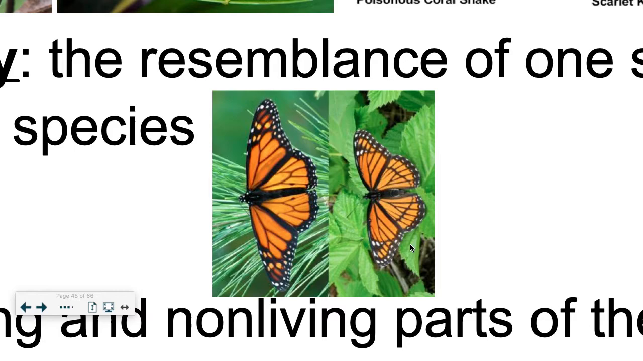What if they get eaten? Then they just get eaten. Yeah, and then that bird doesn't learn its lesson, and the next time it picks off an orange butterfly, it may be a monarch. Okay. So they mimic other organisms for some type of added protection.